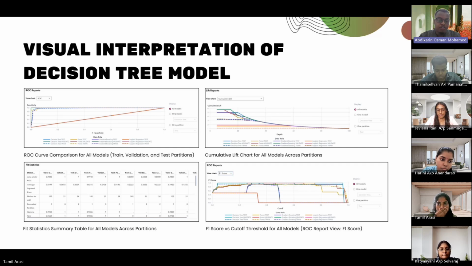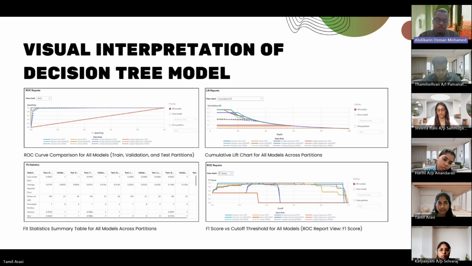So ROC curve, decision tree, and forest models have curves near the top left, showing excellent classification. Logistic regression performs poorly, and gradient boosting is moderate. So cumulative lift chart, tree-based models, decision tree, and forest are strongest at identifying true positives early. Logistic regression is weak and gradient boosting is only slightly better. So as you see, fit statistic summary table, decision tree and forest achieve the best AUC, lowest ASE, and highest Gini.